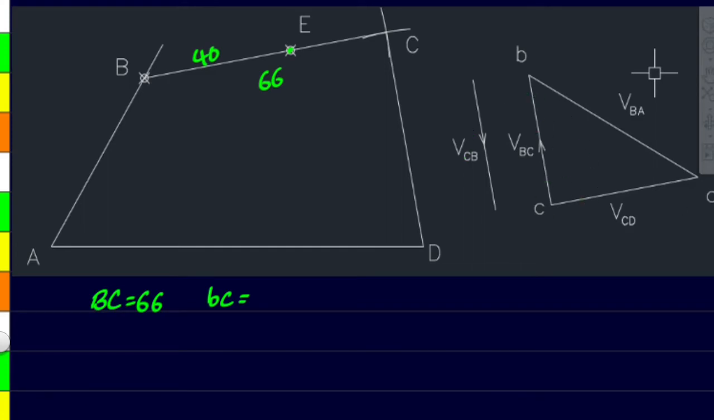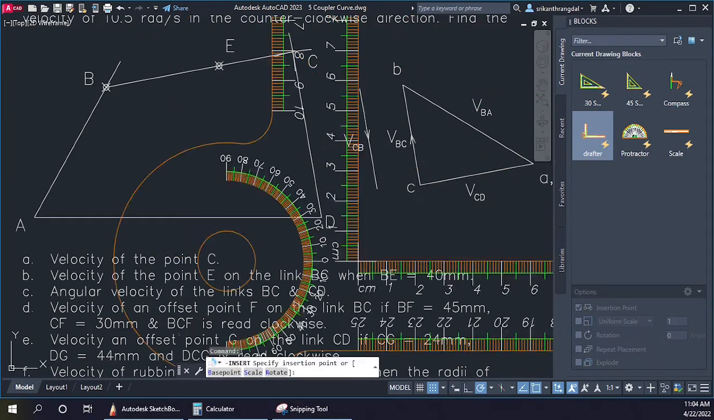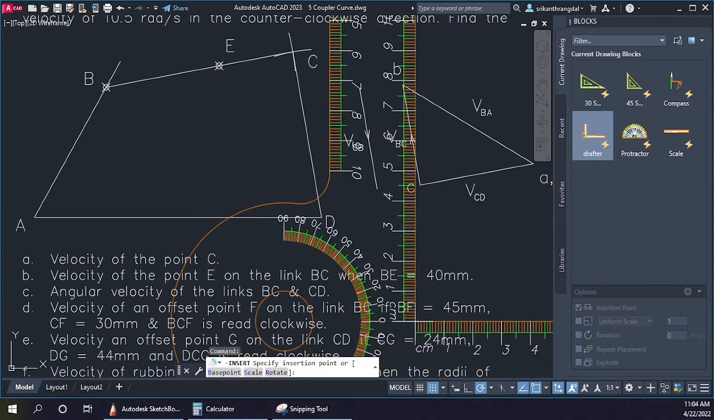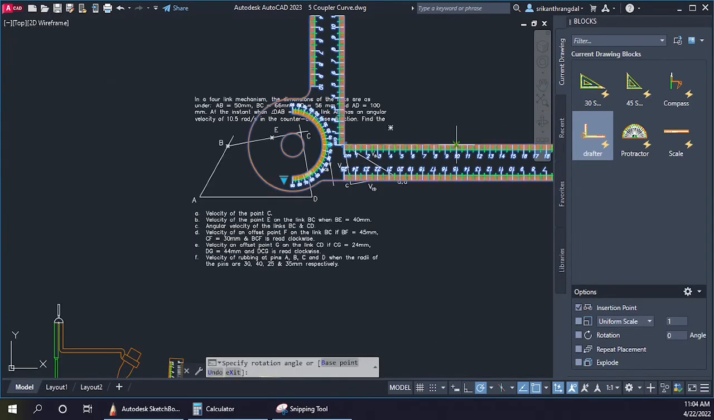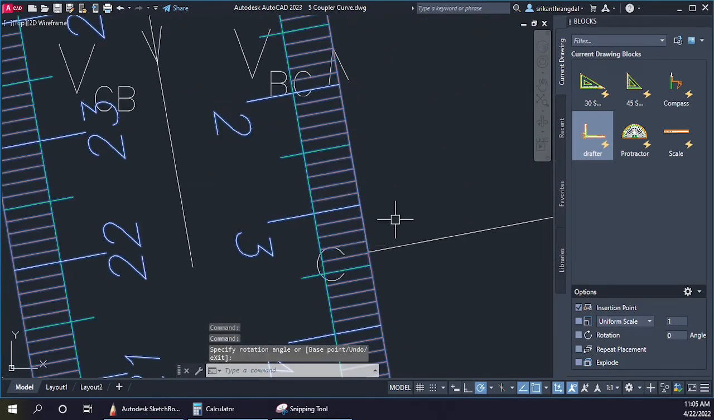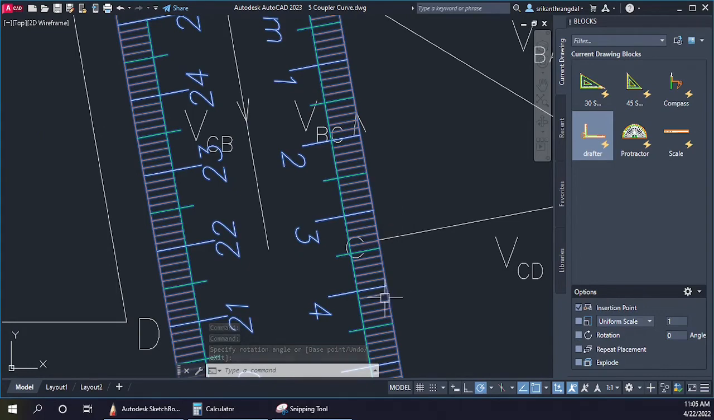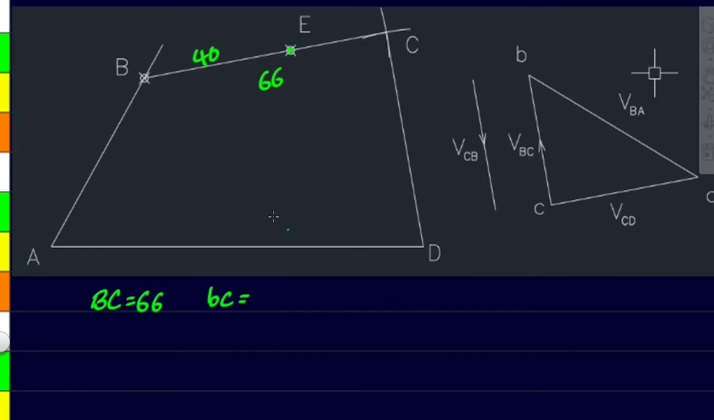So let's see what that measure comes out to be. Okay, so I'll just take this one. Let's rotate it. Okay, and we get that length as almost exactly 3.4 centimeters. So 34 mm. So small bc, we are getting 34 in mm.